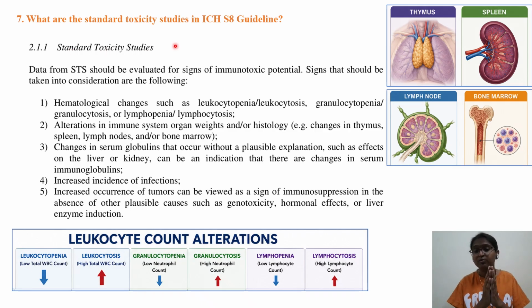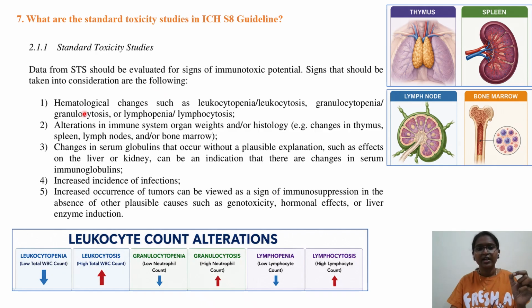Like when you're developing a conventional molecule, you have a battery of toxicology studies too. If I'm developing a new drug, what are the standard toxicology studies I need, and how can the results from these standard toxicity studies help me in deciding whether I have to go further for an immunotoxicity study or not? Data from these studies should be evaluated for signs of immunotoxic potential. The signs that should be taken into consideration are the following.